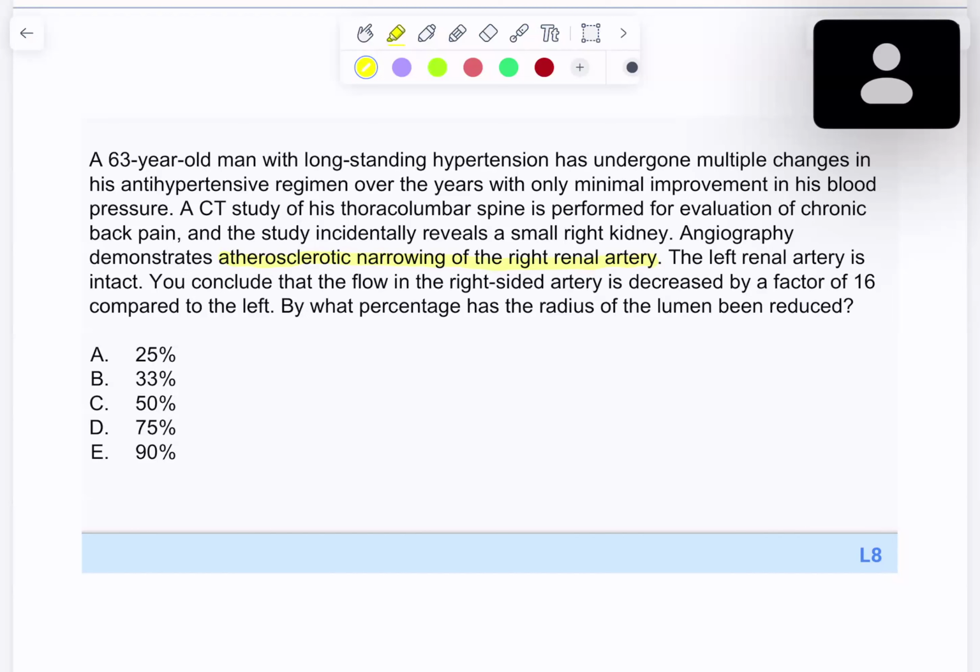You conclude that the flow in the right-sided artery is decreased by a factor of 16 compared to the left. What percentage has the radius of the lumen been reduced? So here they gave you the flow. They told you the flow is decreased by 16, and they want you to find the radius. So I'll give you guys some time to answer this. But in the meantime, you can tell me what kind of equation you use to find the answer. There are two equations that you want to use in this question.